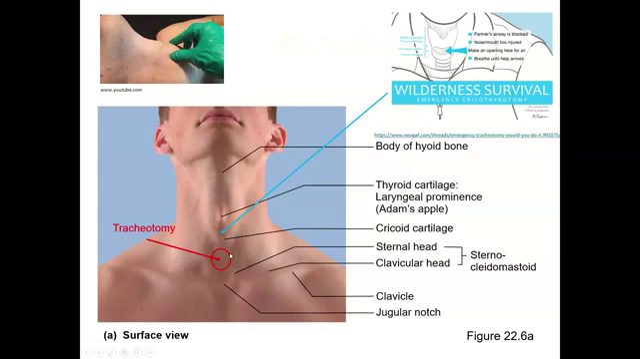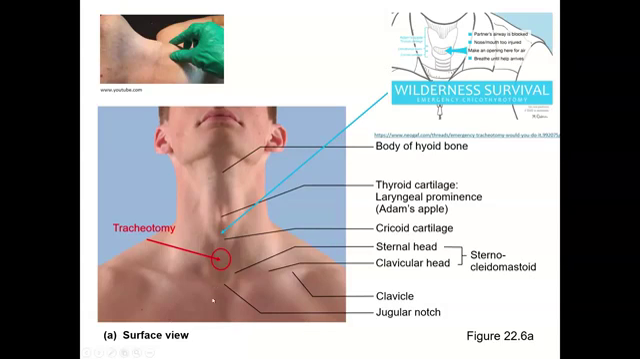Just some landmarks that we can see from the outside. So you can see the cricoid cartilage down here, and the thyroid cartilage is the big blob that's up there. So it's this one here is your thyroid, the big one here, and then we've got the cricoid there.